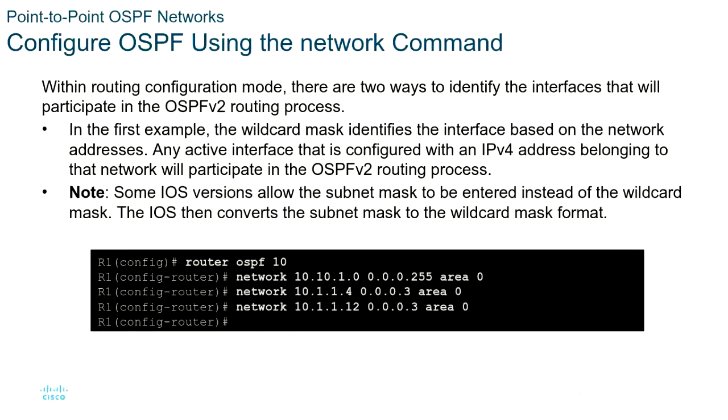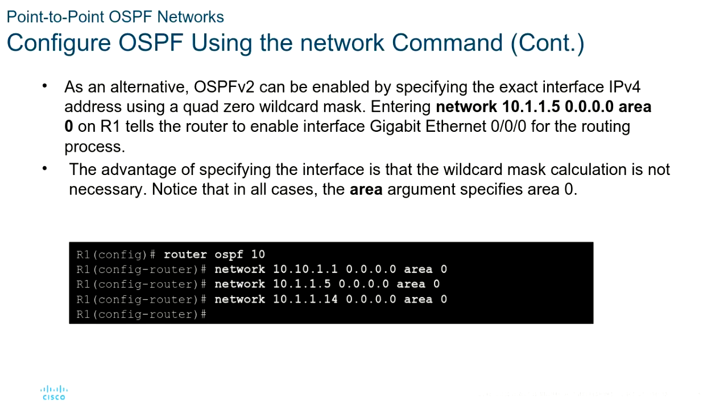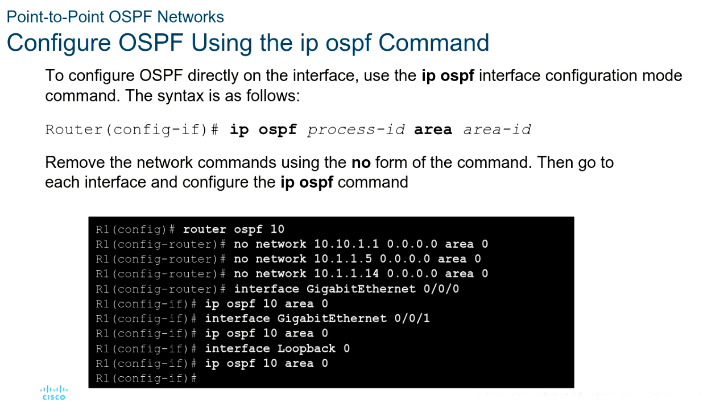Okay, so here's what we could do. We could say router OSPF, arbitrary number, and put in our directly attached networks. And those would be part of the OSPF process. As an alternative, I can specify an exact quad zero, and that would enable a particular interface that you've set up for this. So that's a little bit more convenient than calculating wildcard masks. So I could configure it also directly.